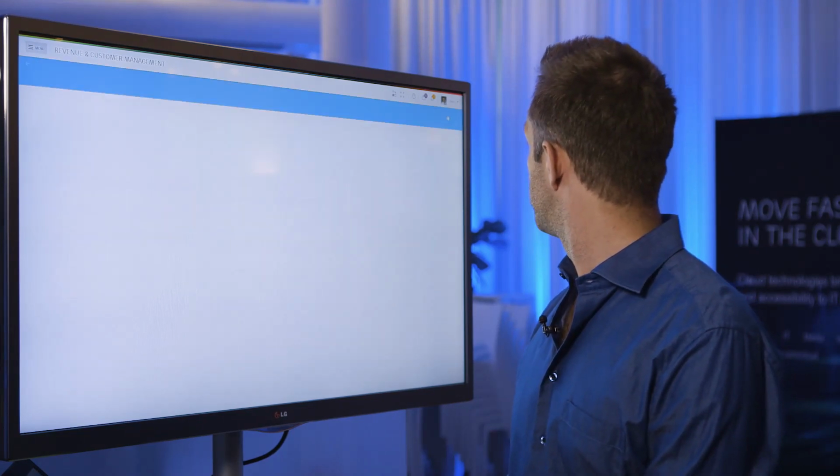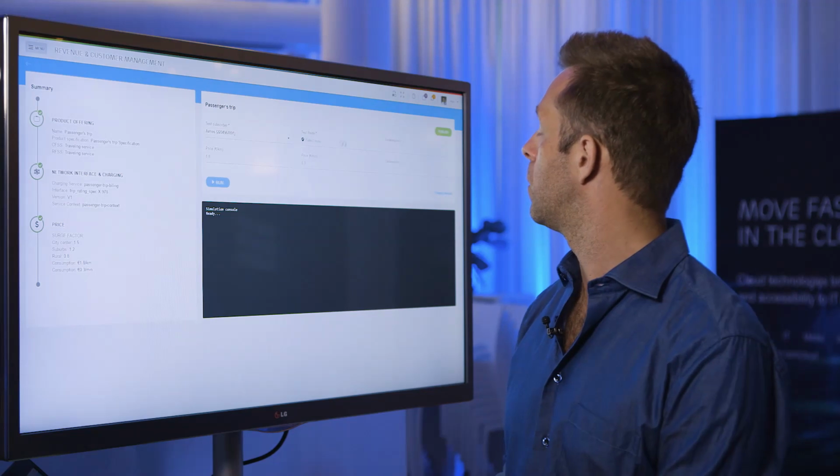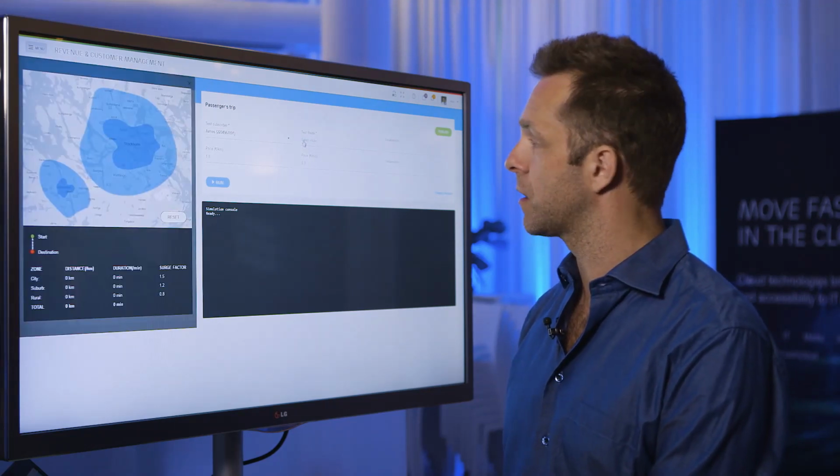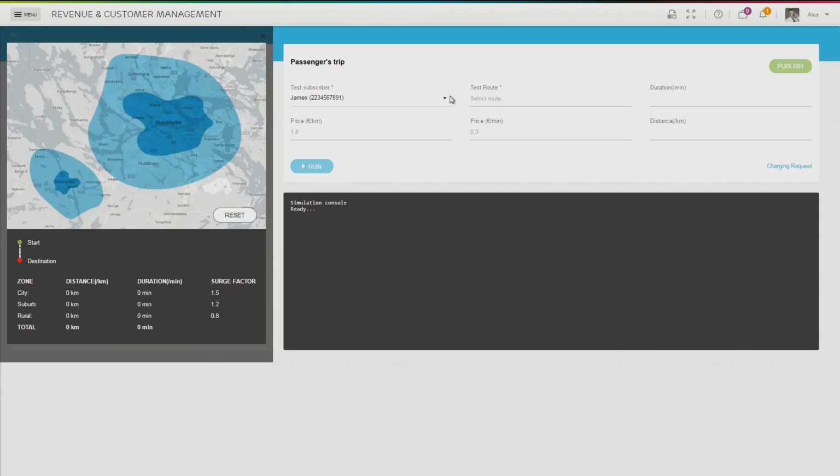Alex chooses to proceed. And in the same way, we have a possibility to test and verify that our configuration is correct and doing exactly what we want. So let's say that we're going from Stockholm center up to Jakobsberg. And this is a distance of 20.7 kilometers in total. City distance is 13, so that will be multiplied with a high surge factor. And then we have the suburbs of 7.7 kilometers.